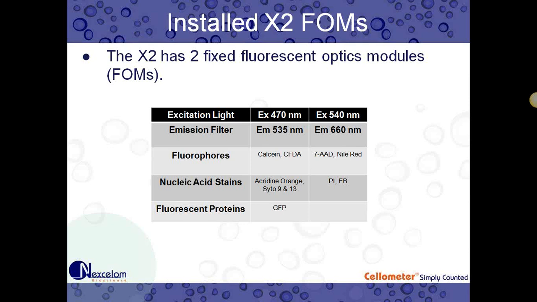So like I said, the X2 has two fluorescent optics modules. Those are fixed. And you can see there the excitation and the emission for the two filter modules. And the X1 is not listed here, but if you look at the second column, the 540 nanometer excitation, 660 emission, that is the same configuration for the X1 filter module.